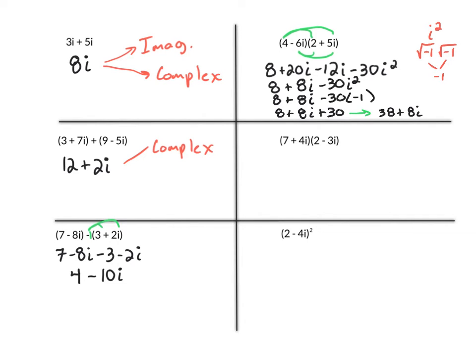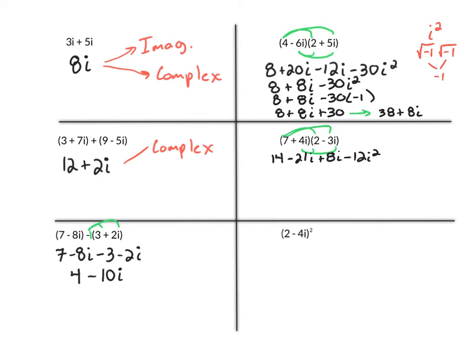Okay, so now we're going to take another look at multiplying two binomials or two complex numbers, and we're going to make sure we pay attention to that i squared. So we're going to distribute the 7, distribute the 4i. 7 times 2 gives me 14. 7 times -3i gives me -21i. Then we have 4i times 2 is 8i. 4i times -3i is -12i squared.